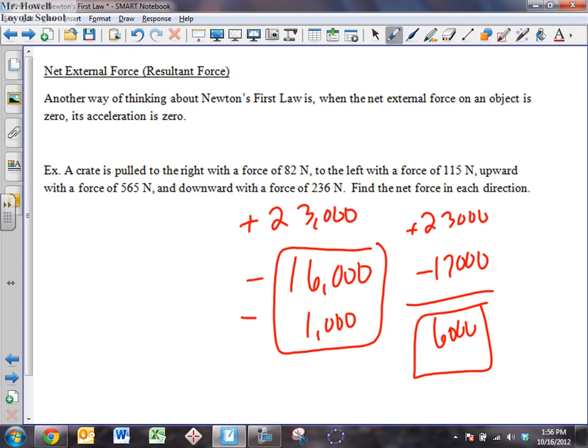So when you're looking at net external force, think about the forces that are acting on an object, those that are negative, those that are positive, and just combine them. The same way we just combined net profit. So for this example, another way of thinking about Newton's first law is when the net external force on an object is zero, its acceleration is zero. And let's discuss what that means. I'm just reading what's up here. Sorry, when the net external force on an object is zero, its acceleration is zero.